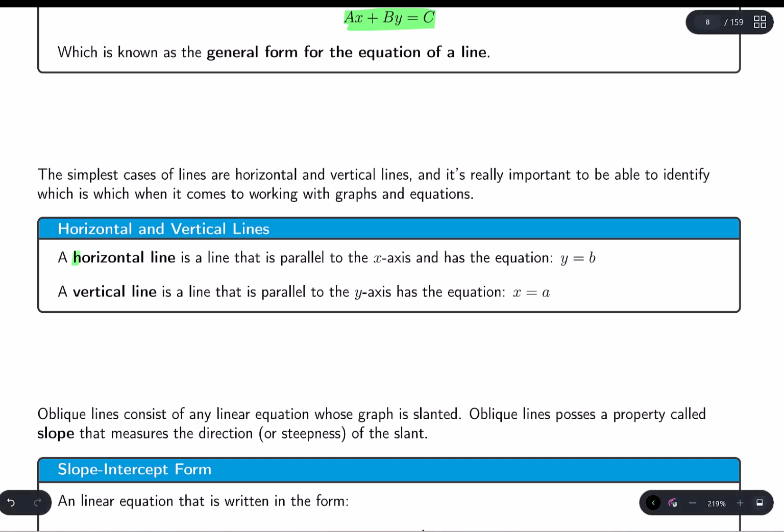If you're working with a horizontal line, of course that's going to be a line parallel to the x-axis, but its equation is y = some constant. And if you're working with a vertical line, that's a line that's going to be parallel to the y-axis, and its equation will be of the form x = a.